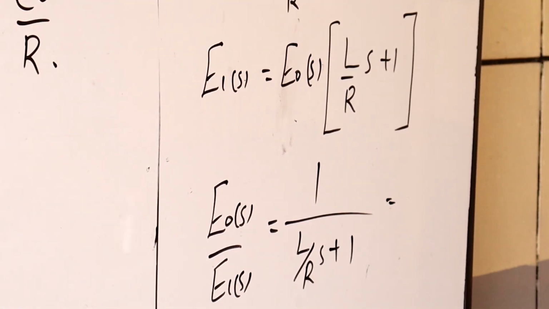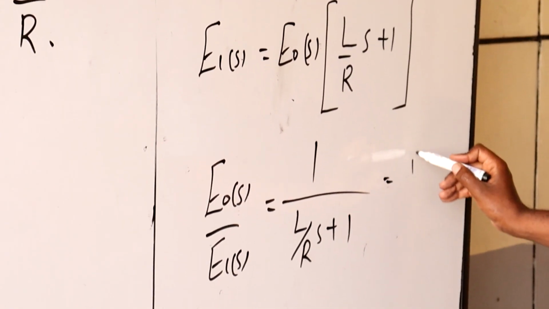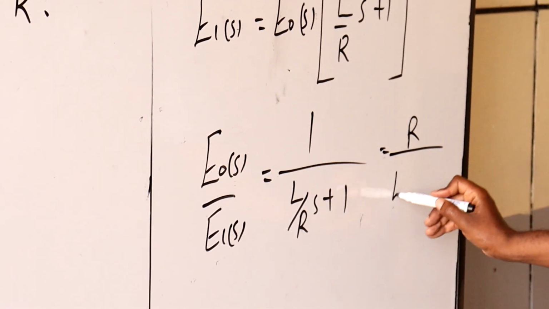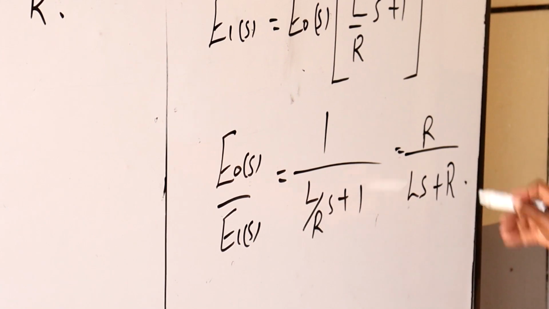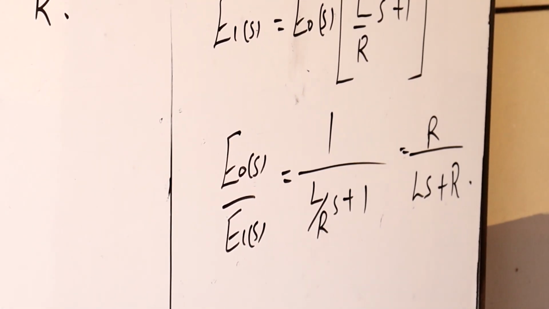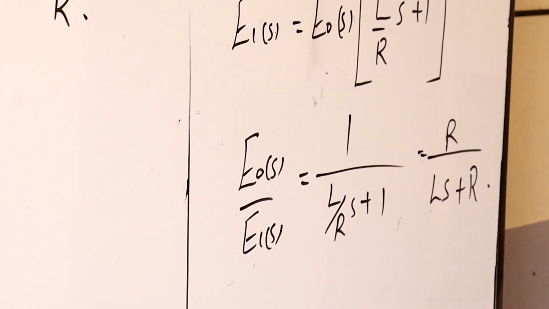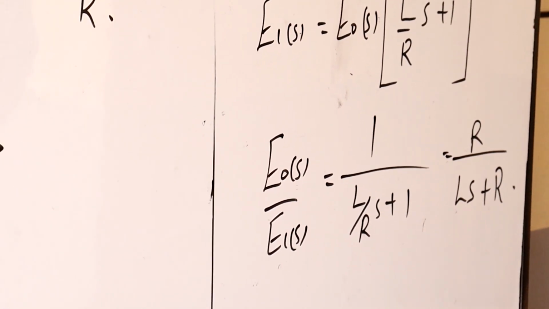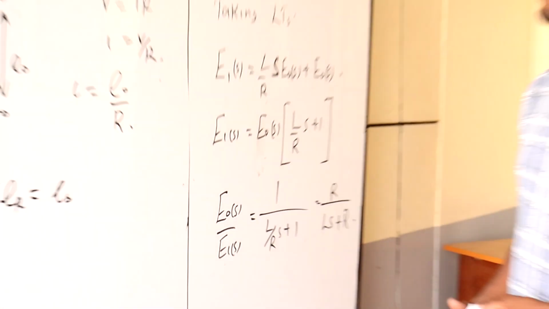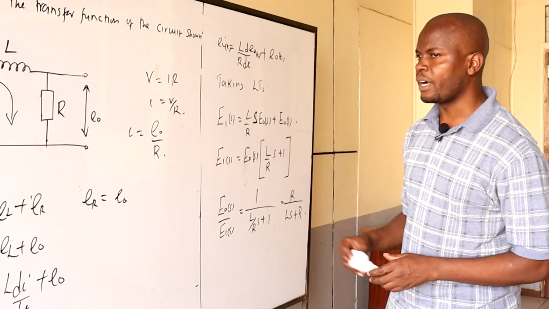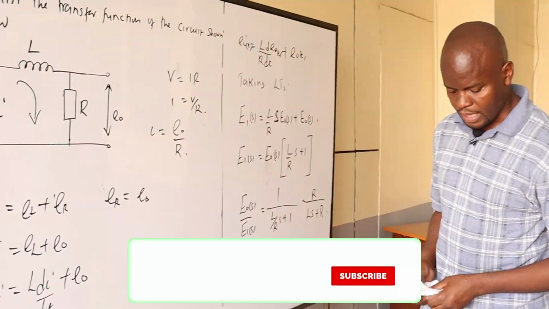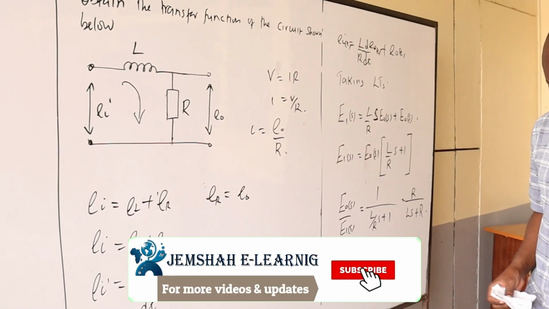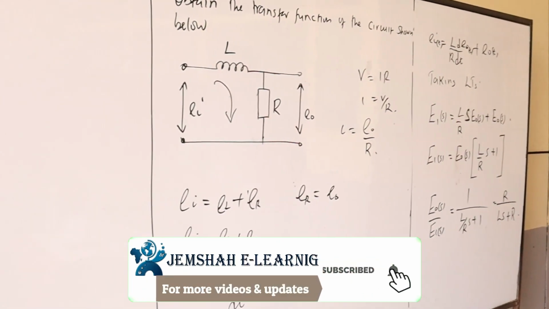then we are going to have R over LS plus R. And that is the transfer function. And that is now another example on how to obtain the transfer function. This is still a first order system. So maybe we can look at a second order system, and then we can look at further examples in this.